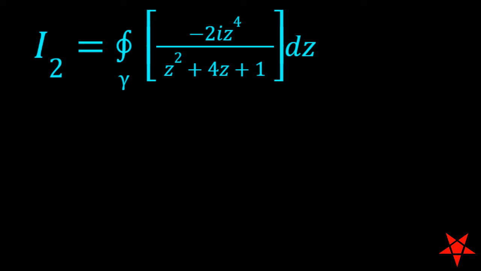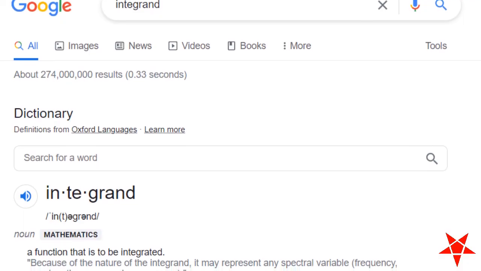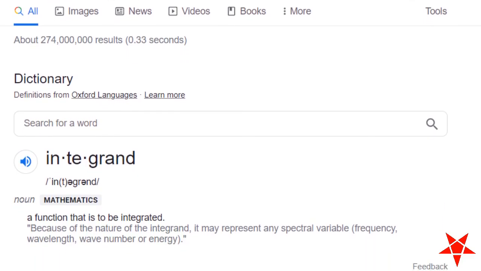For bookkeeping purposes, I'm going to pause here and define the integrand of I2 as the function f2, mostly because we'll momentarily be focusing more on the integrand than on the integral overall. Also, I keep worrying that I'm going to mispronounce integrand.